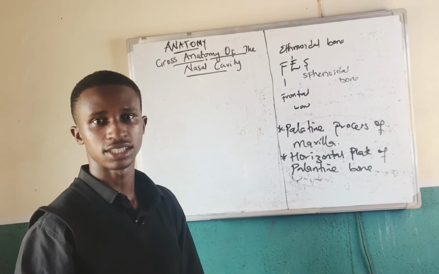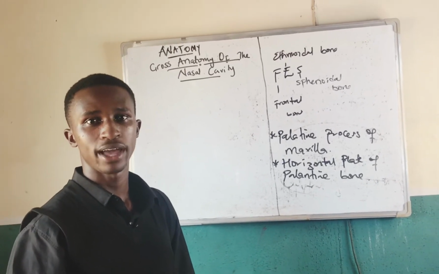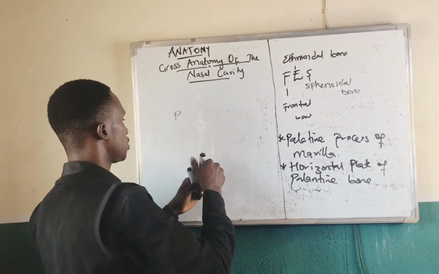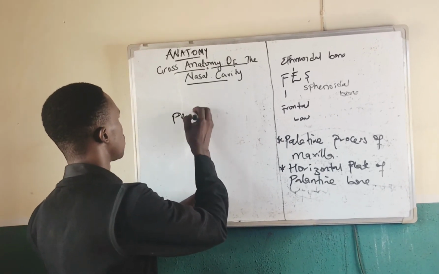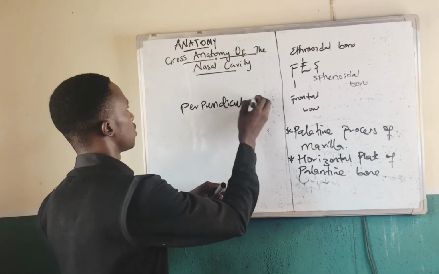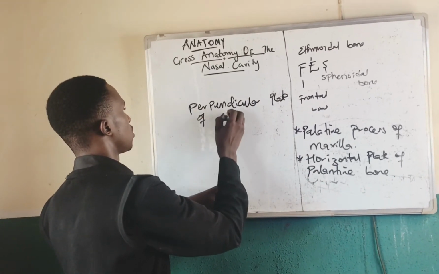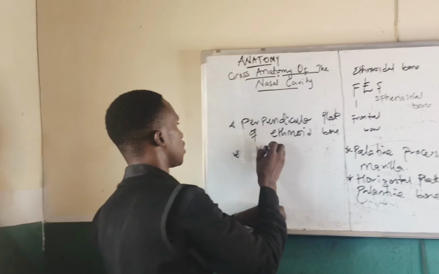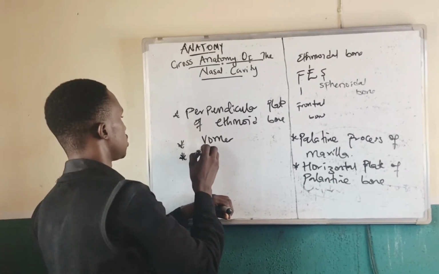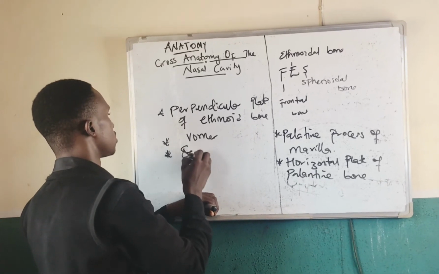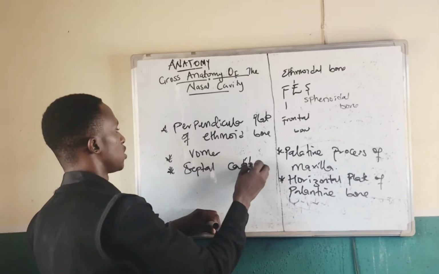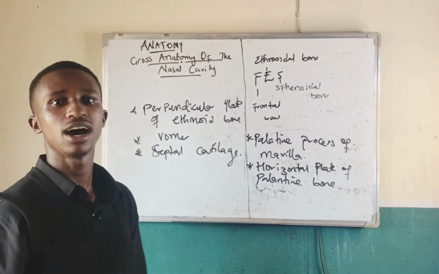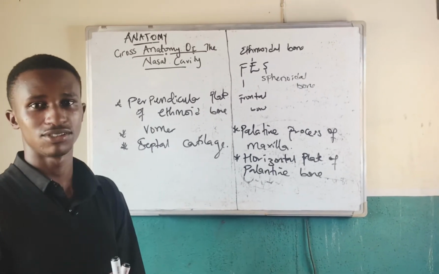What forms the nasal septum? The nasal septum is formed by 1. Perpendicular plate of ethmoid bone. 2. The vomer. And 3. The septal cartilage. These three structures form what we refer to as the medial wall of the nasal cavity.